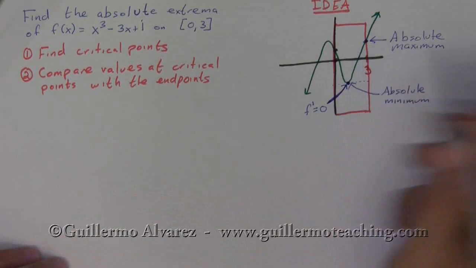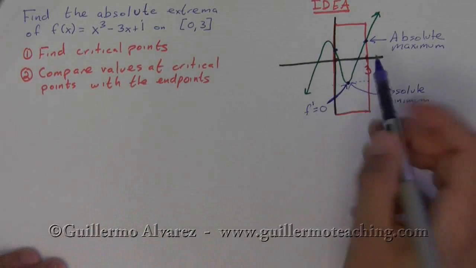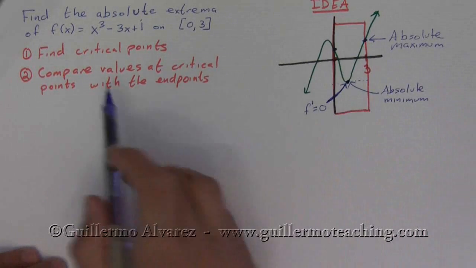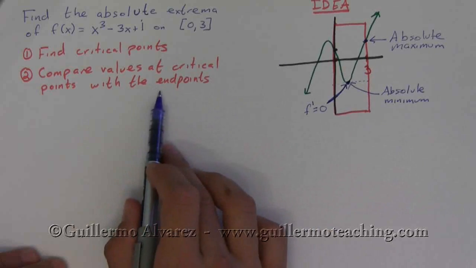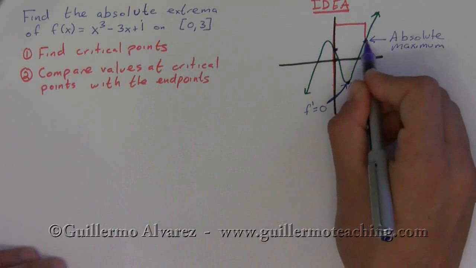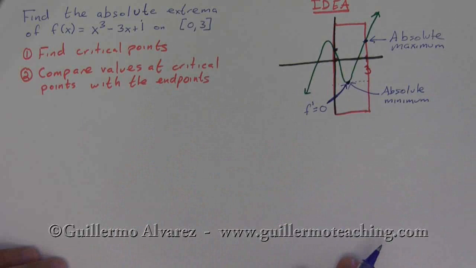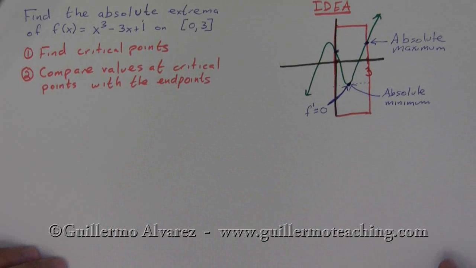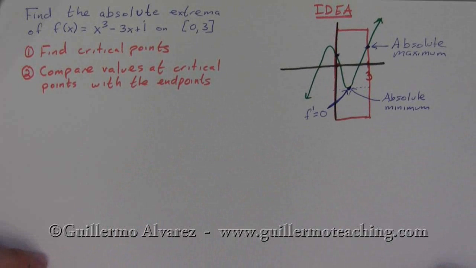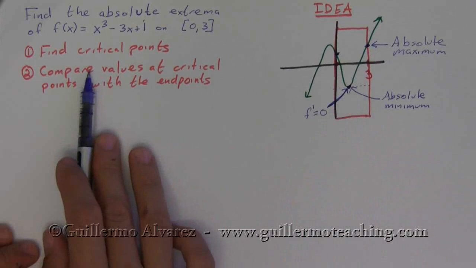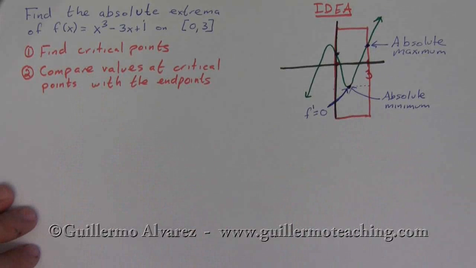And so that's the idea, is that you have to first find all the critical points, because that tells you where the local maximums or minimums are. And then you're going to compare those with the values of the function at the endpoints, because those could be maybe larger or smaller. And so that's the approach that we're going to take here. And that's the general idea. But you don't really need the graph to be able to answer these questions. You can just use calculus. And so let's do the first part.